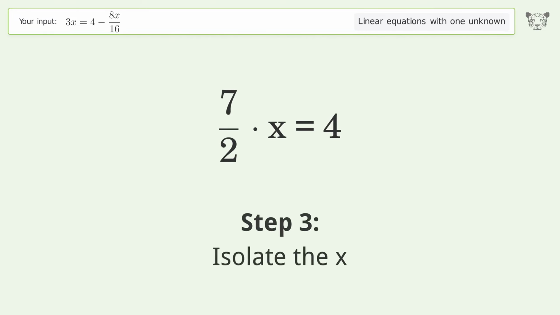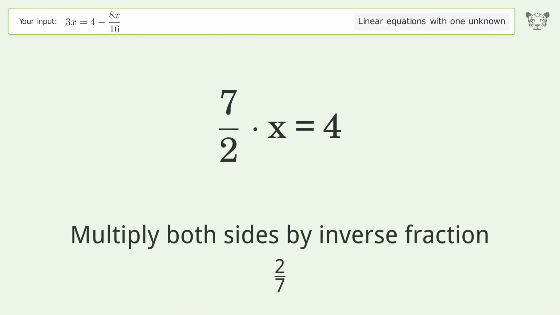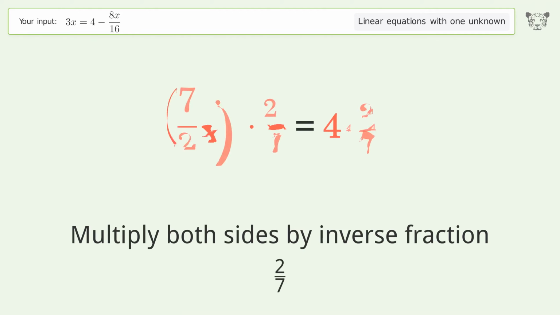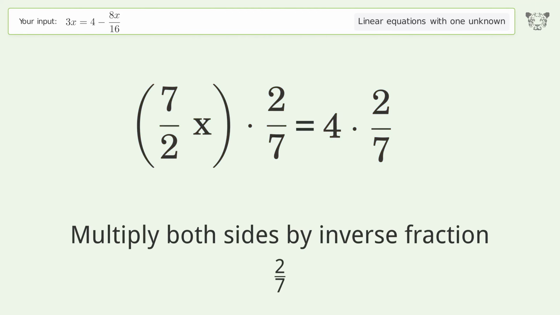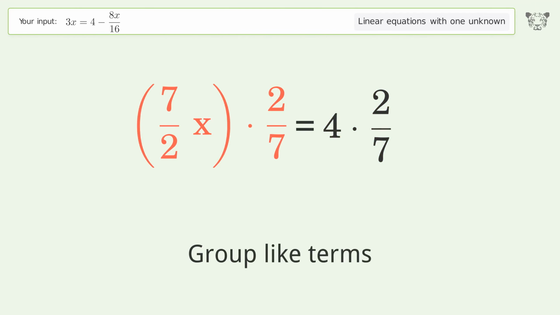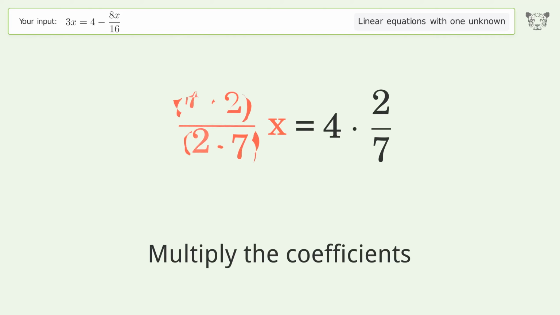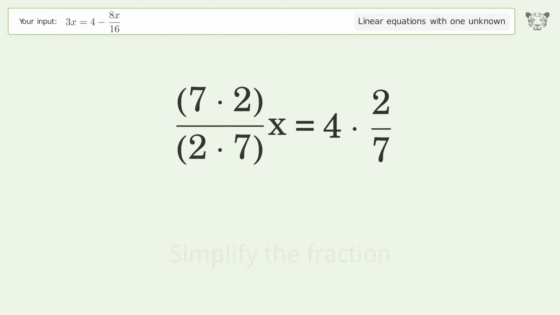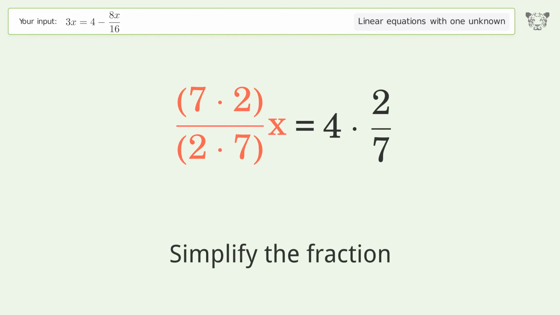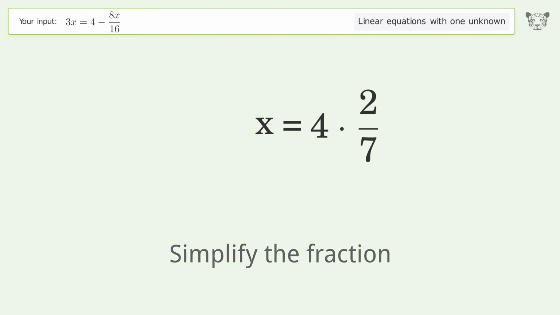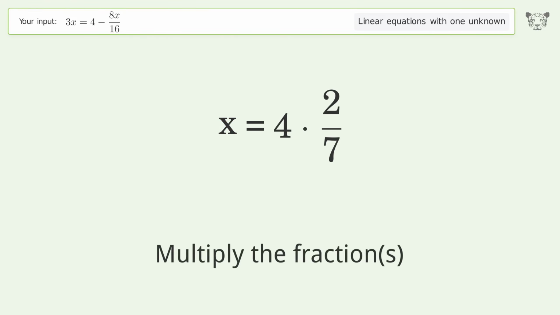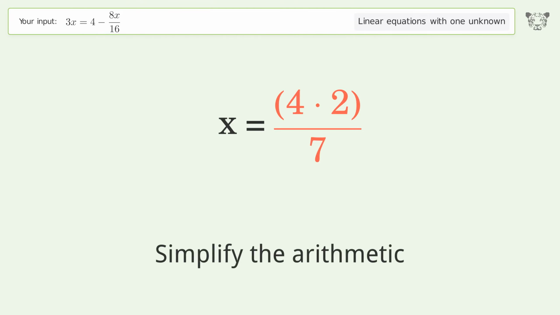Isolate the x. Multiply both sides by inverse fraction 2/7. Group like terms. Multiply the coefficients. Simplify the fraction. Multiply the fractions. Simplify the arithmetic.